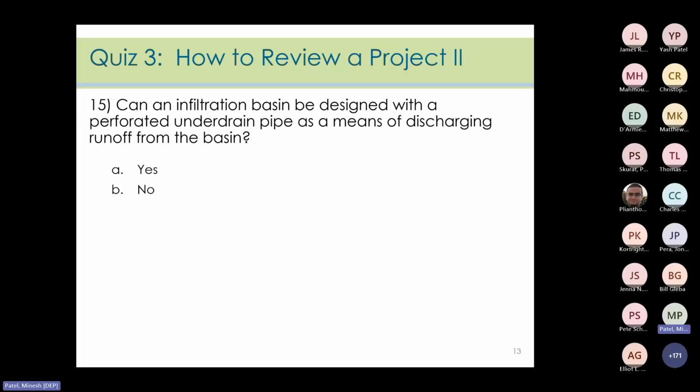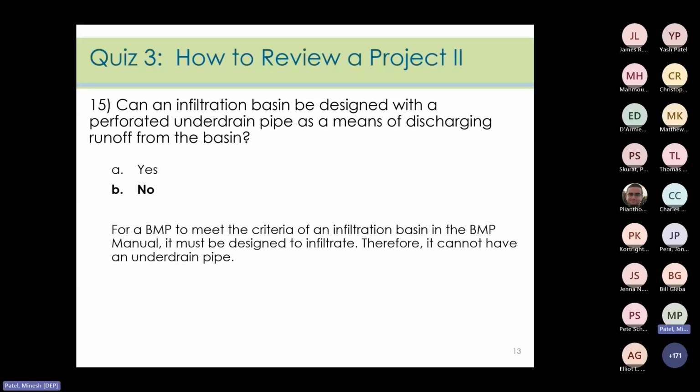Question 15. Can an infiltration basin be designed with a perforated underdrain pipe as a means of discharging runoff from the basin? And the answer here is B, no. An infiltration BMP cannot have an underdrain pipe if it wants to meet the criteria for an infiltration basin in the BMP manual.